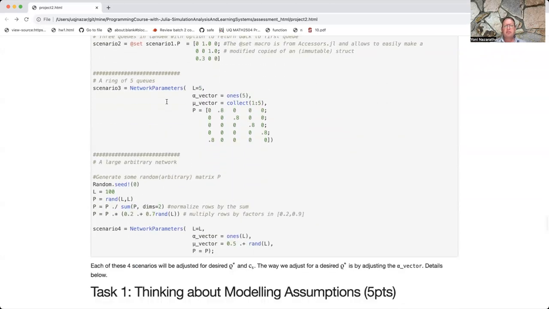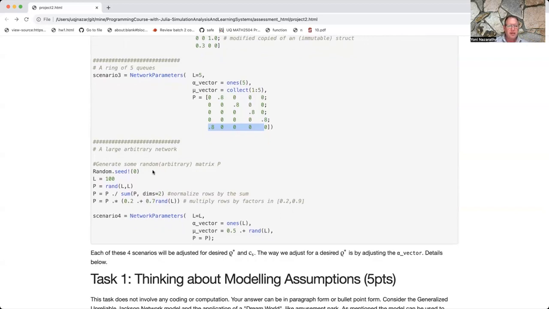Here's another example. Here's a network of 5 queues. They finish at node 1, they either go to node 2 or leave. They finish in node 2, they either go to node 3 or leave. And it goes like this in a ring. In node 5, they finish, and they either go to node 1 or they leave with probability 20%.